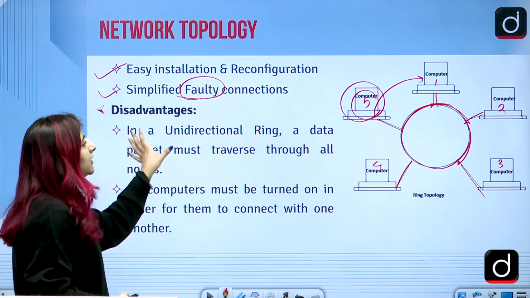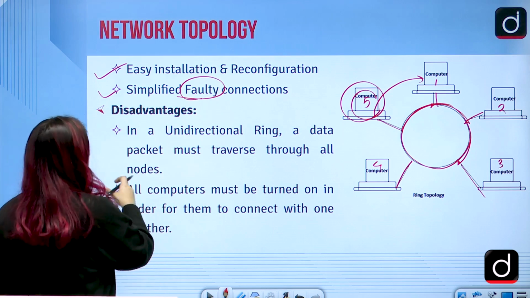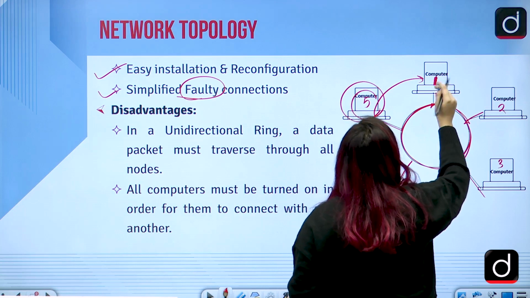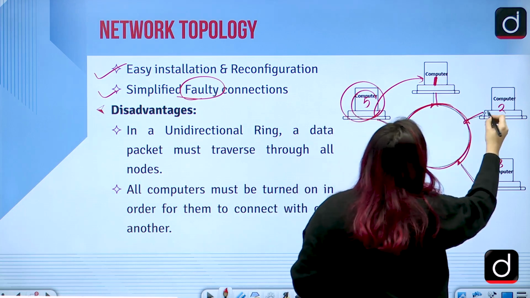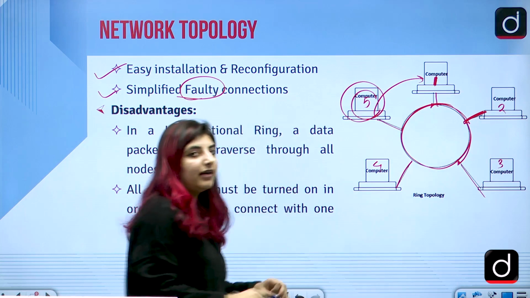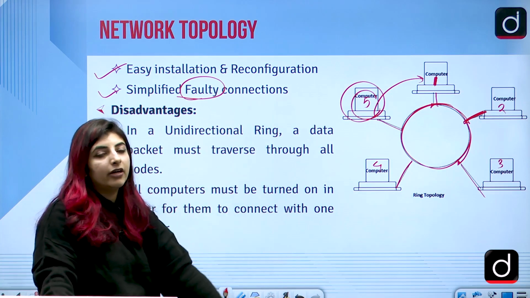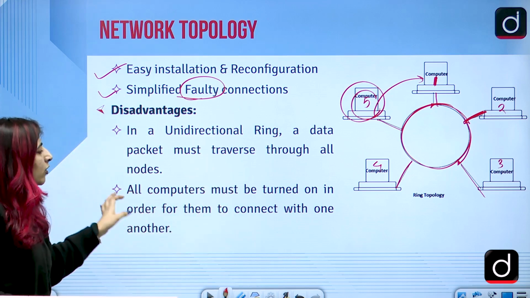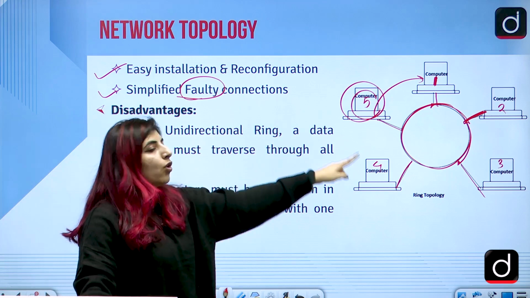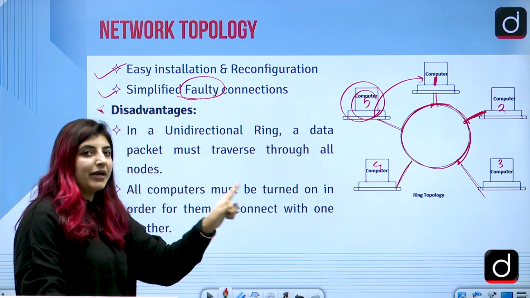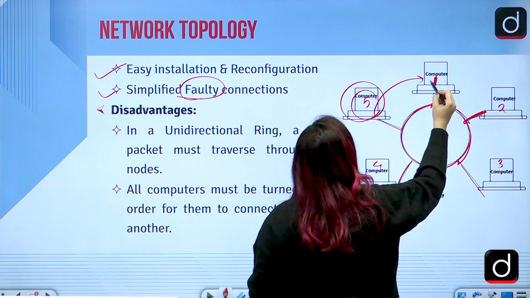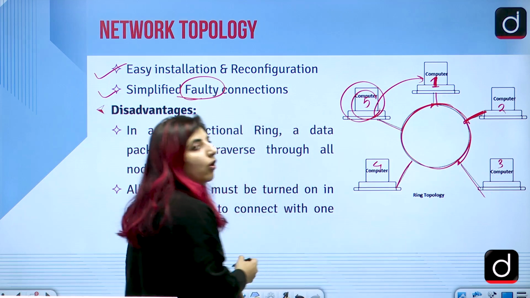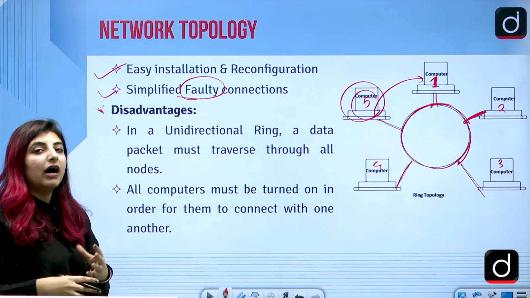Disadvantages are that it is a unidirectional ring, which means a data packet must transfer through all nodes. So if I want to send data from computer 1 to computer 3, it will have to transfer through 2 as well. Correct? So that is the biggest disadvantage. Why can it not go linear? All computers must be turned on in order for them to connect with one another, because they are connected using one cable, one connector. So even if I want to use just 2 computers, I'll have to turn all of the computers on.